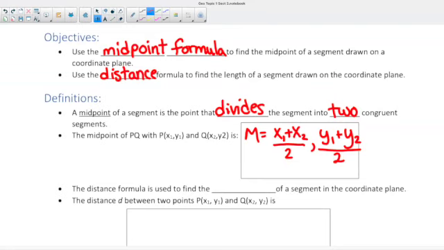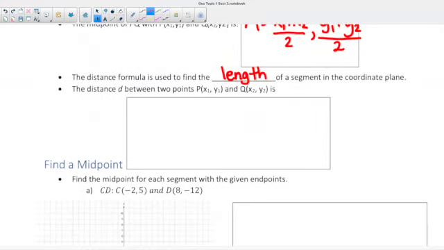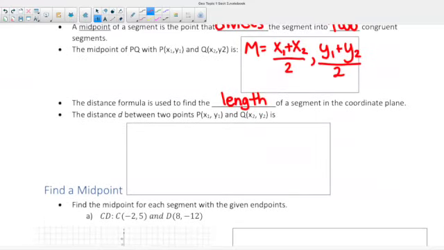The distance formula is used to find the distance, or the length of a segment in the coordinate plane. The distance D between 2 points, let's say P and Q. So how do we find the distance between 2 points? And it comes from the Pythagorean theorem. So this is the distance formula.